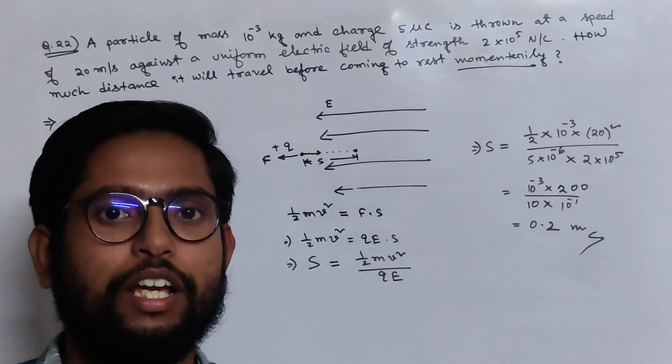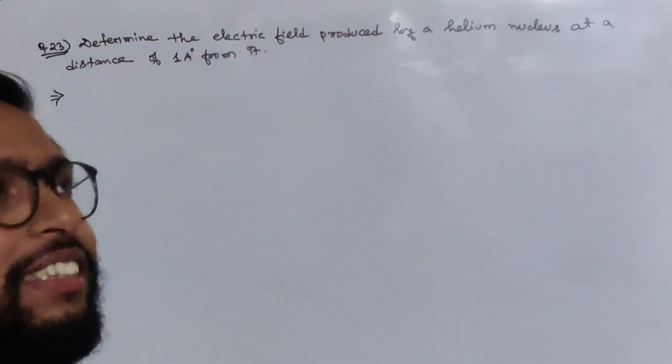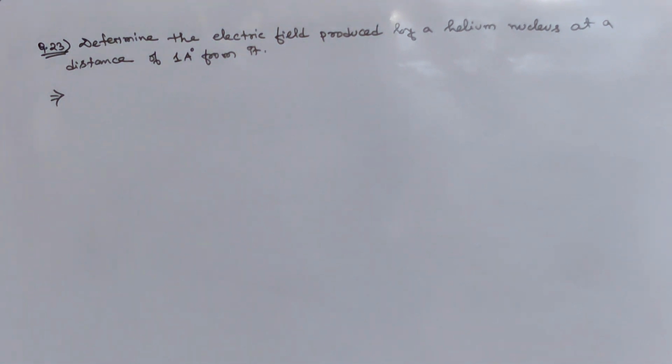Okay, so let's move to the next question. Question number 23 is: determine the electric field produced by a helium nucleus at a distance of 1 angstrom from it.